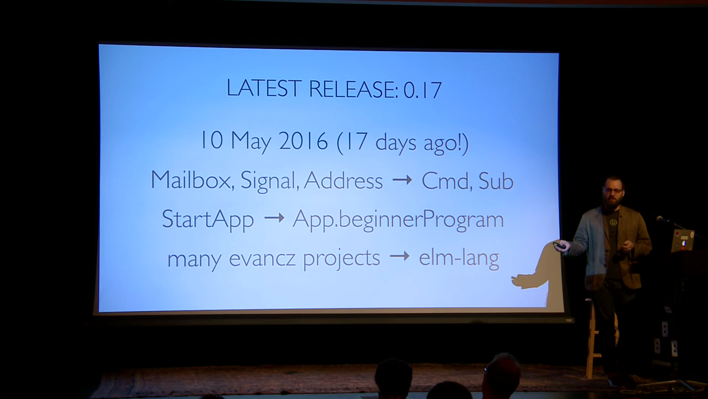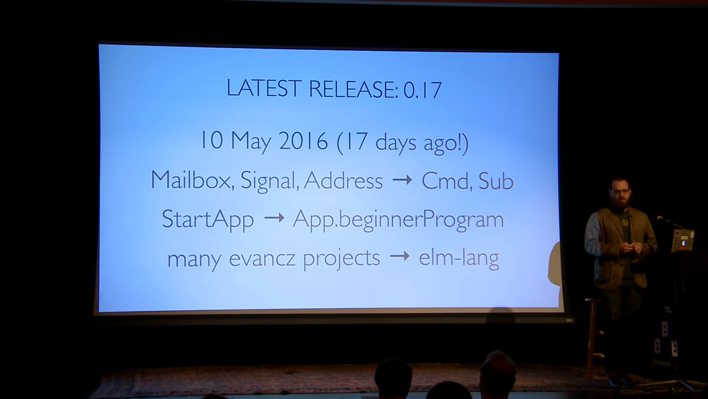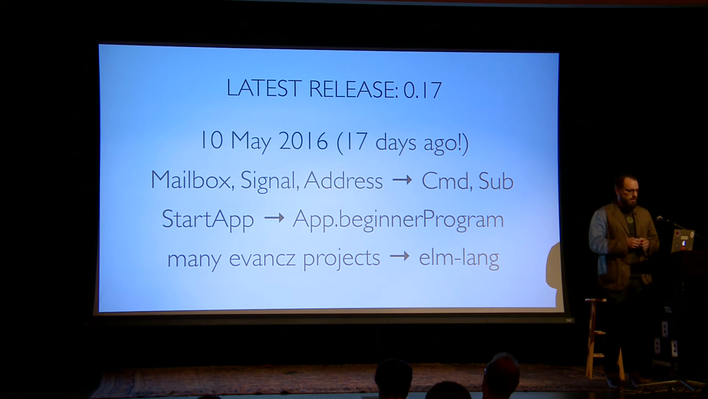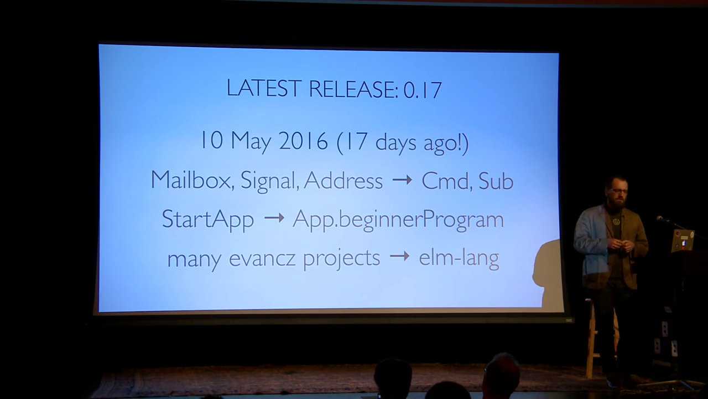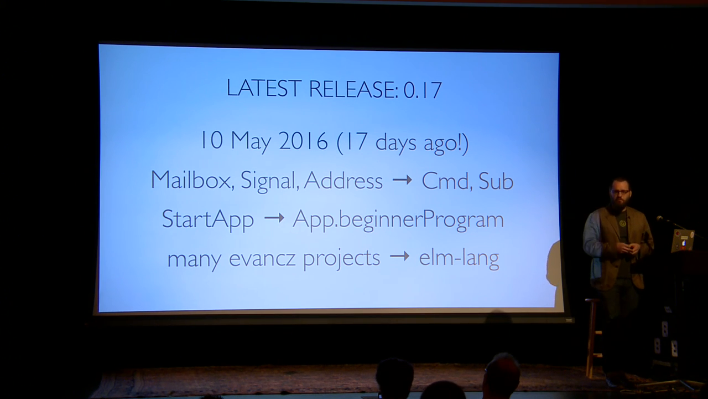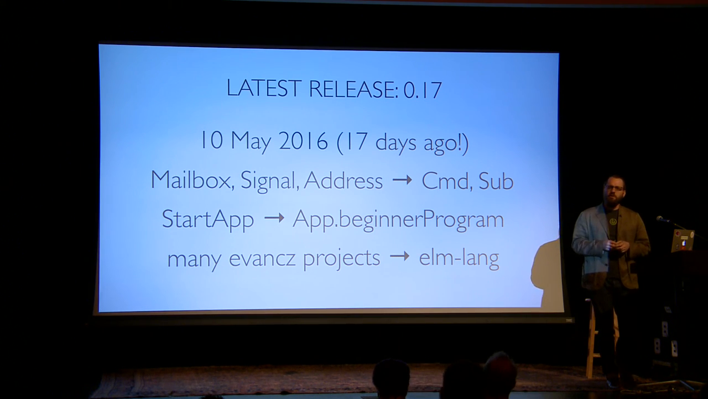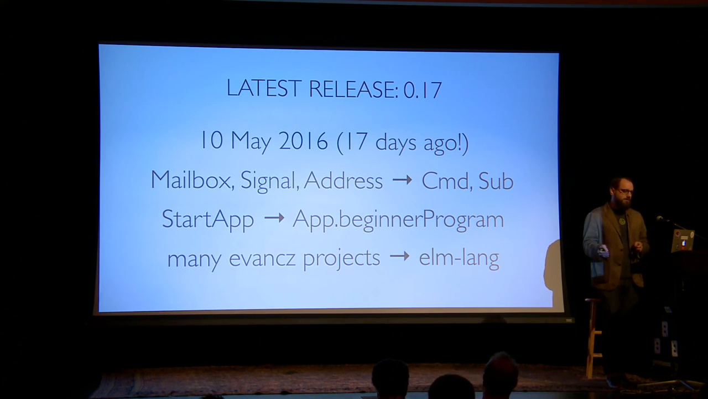Also, if you see start app, that is also pre-0.17, and instead you should be seeing either app.beginnerprogram, or I guess sometimes it'll be html.beginnerprogram, or just .program. And also with the 0.17 release, a lot of the core functionality of Elm was moved from the evancz GitHub repository to the elm-lang repository on GitHub.